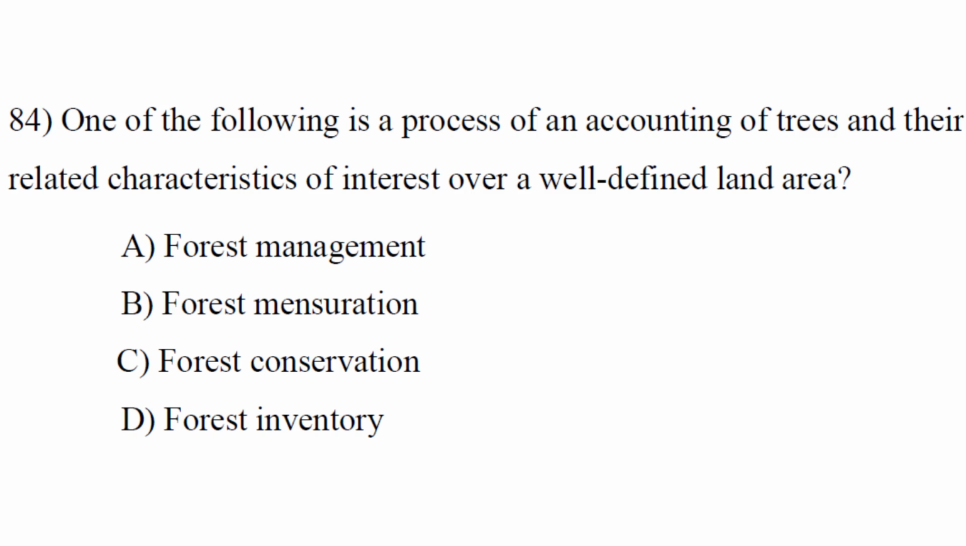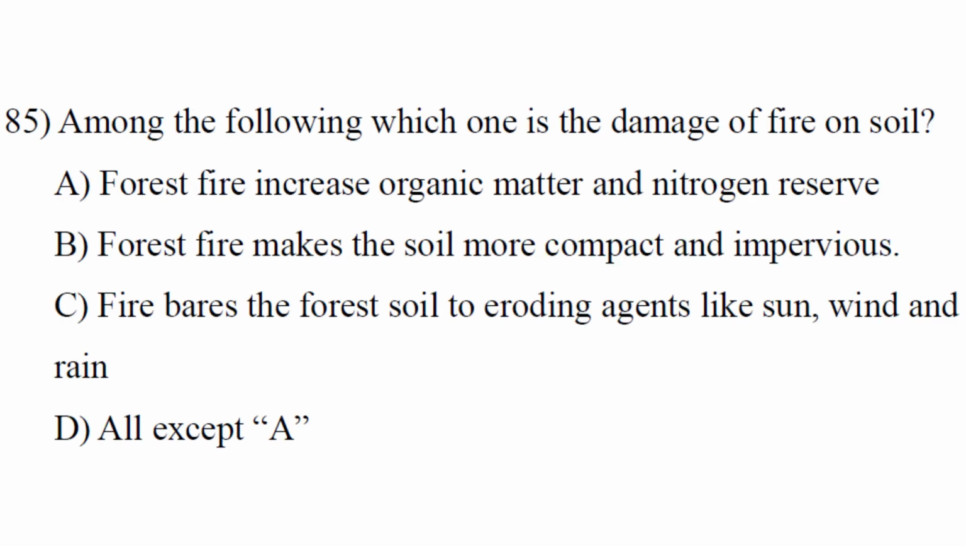84. One of the following is a process of accounting of trees and their related characteristics of interest over a well-defined land area. A. Forest management. B. Forest mensuration. C. Forest conservation. D. Forest inventory. Answer, D. Forest inventory.